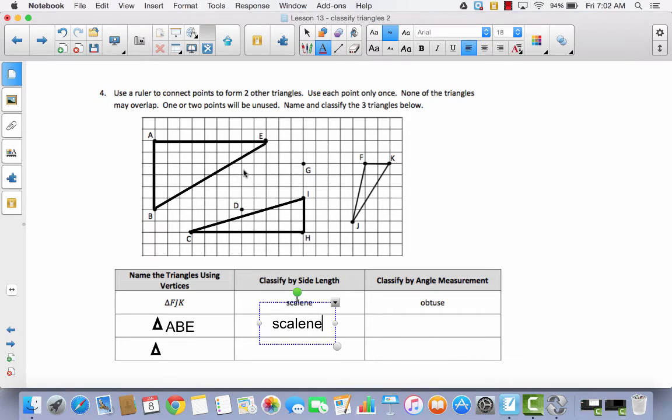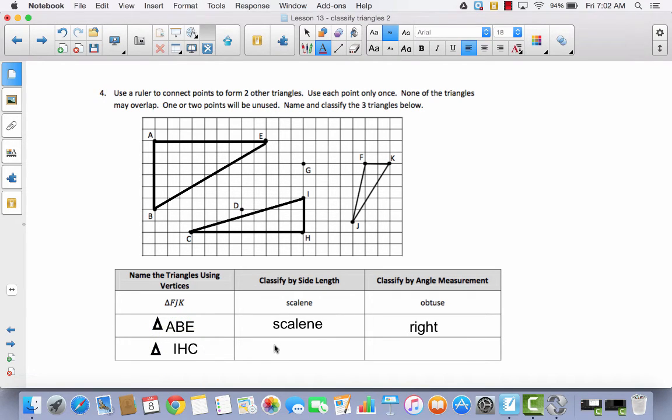Now let's take a look at the angles. Are any of these angles special? Well, angle EAB is special. It's a right angle. So if it's a right angle, then how do we classify this triangle? We classify it as a right triangle. See if you can do triangle IHC by yourself, and then come back. If you get stuck, you can always press play and I'll help you through it, okay?